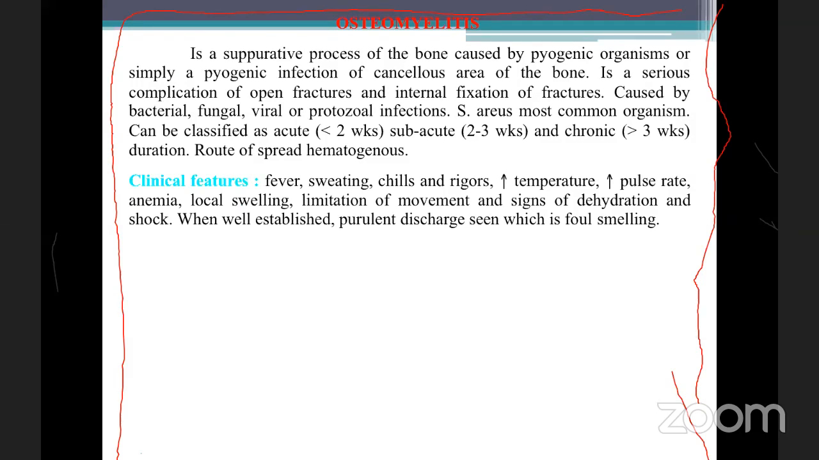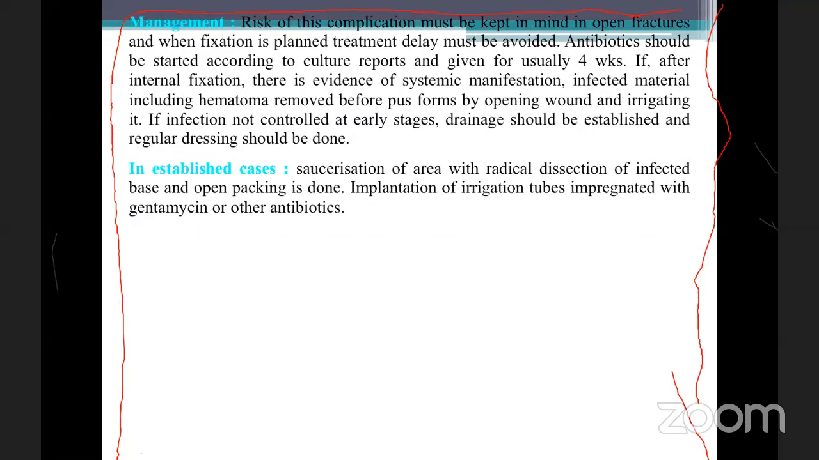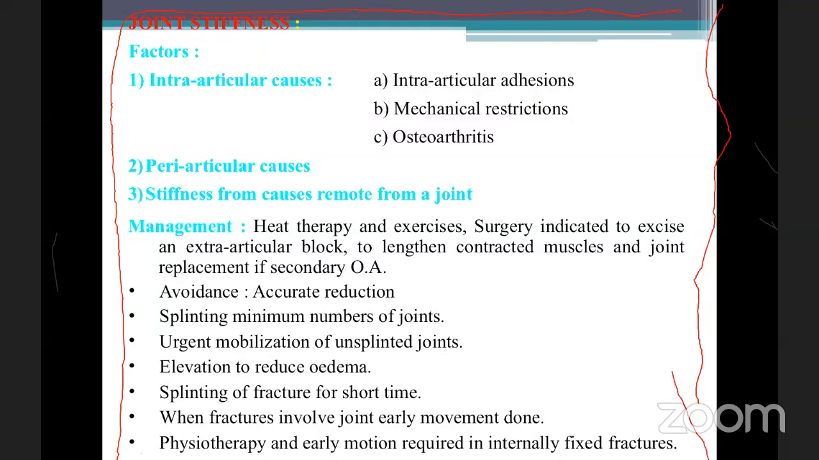And osteomyelitis. What is osteomyelitis? Osteo means bone, myelo means marrow, and itis means inflammation. So basically, osteomyelitis means infection or inflammation of the bone and the bone marrow within it. This can be further classified as acute, subacute, chronic, and is characterized by fever, sweating, chills, and rigors. Acute osteomyelitis can mostly be managed by IV antibiotics. Once the pus is self-contained and you can see it on an X-ray, you call it chronic osteomyelitis. In such situations, you need to debride, and such procedures are known as saucerization and stabilization. You also need to put the patient on antibiotics for a prolonged period. That is the management of chronic osteomyelitis. And there can be joint stiffness, which is further classified as intra-articular adhesions, mechanical restrictions, and osteoarthritis.